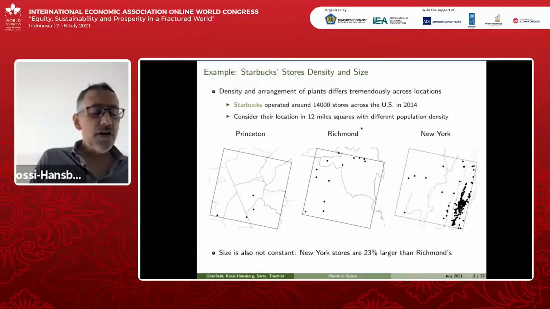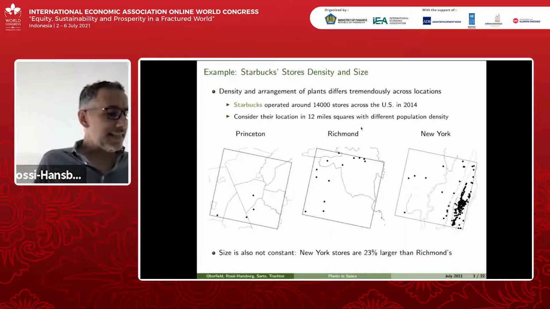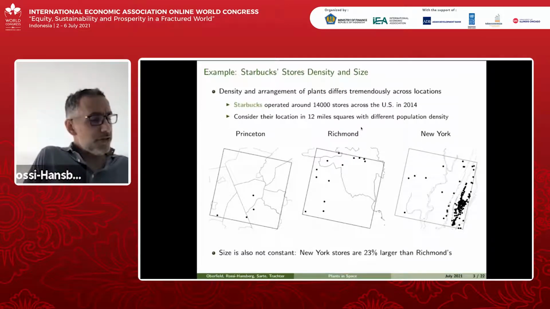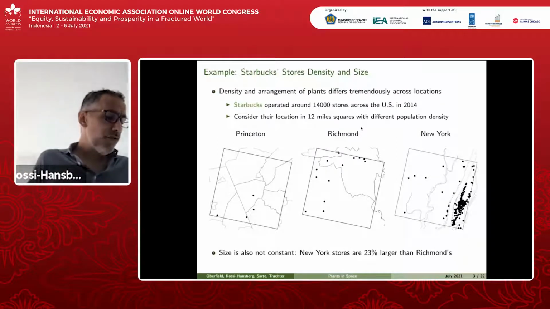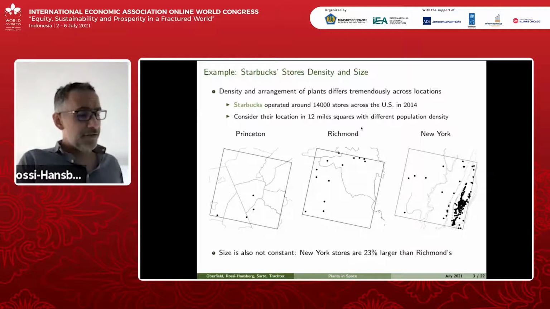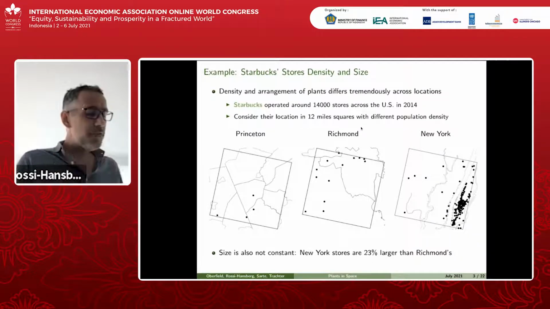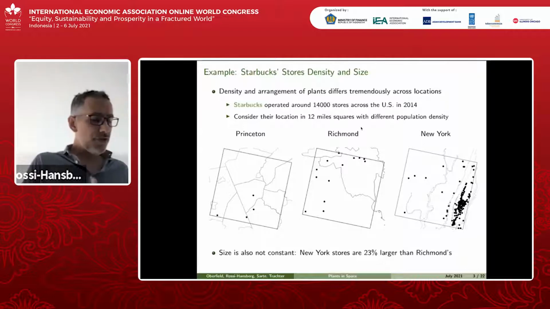Now, if we look at a particular example of how firms set up plants in space, think about Starbucks, for example. So Starbucks has many stores, as we all know. In particular, in the US, it had about 14,000 stores in 2014. And if we look at different areas, so here I have Princeton, Richmond, and New York, the density of stores, of course, varies tremendously depending on where you are. There's high density of stores in New York, much less in Richmond, which is a medium-sized city in the US, and then Princeton, which is a smaller town.